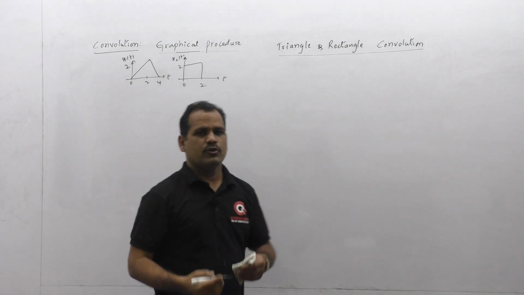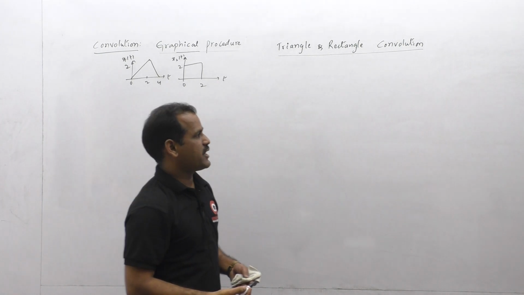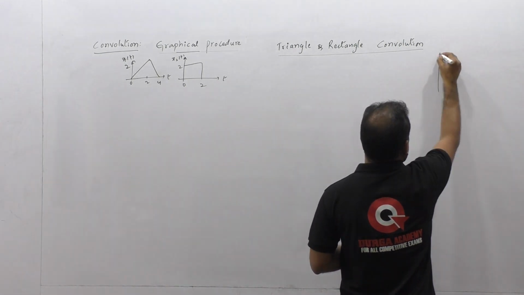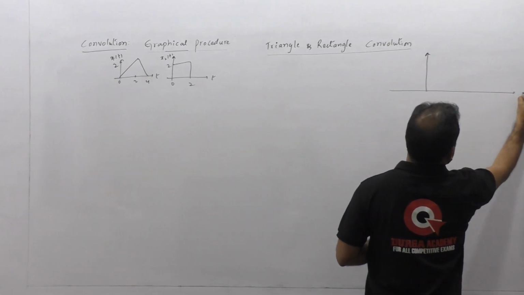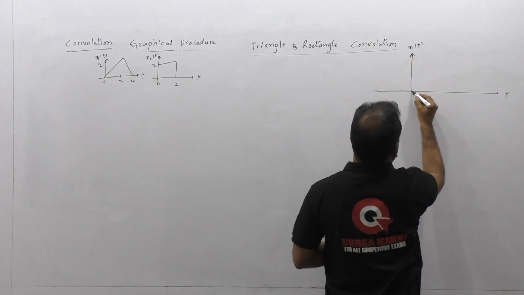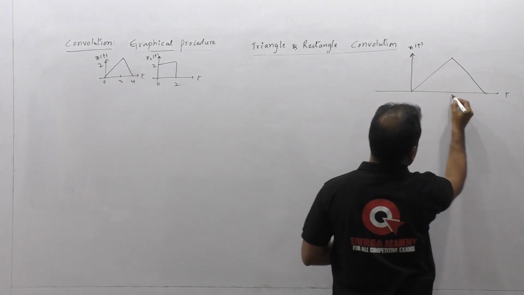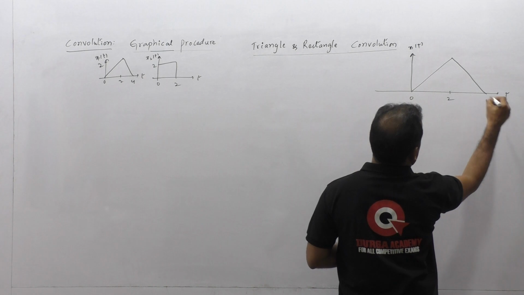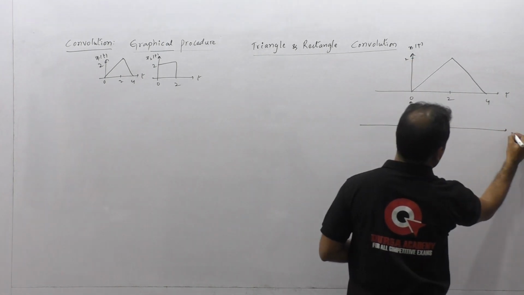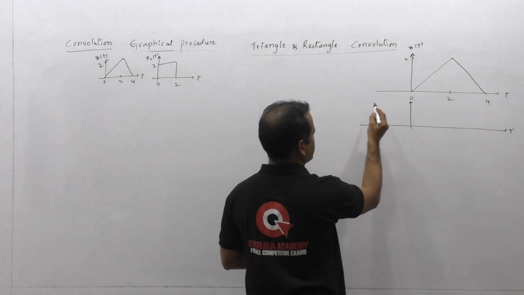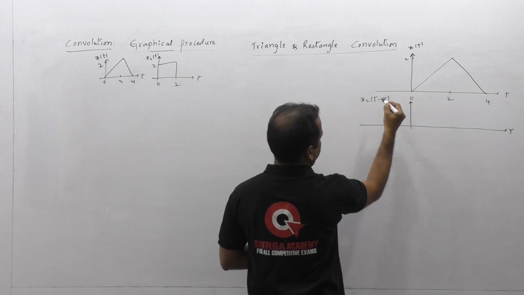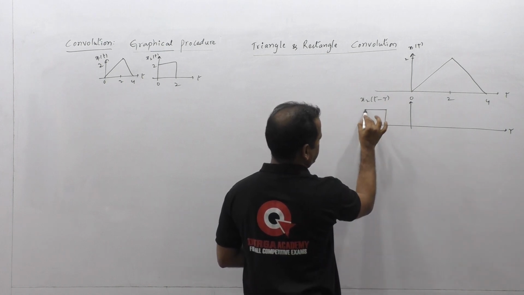So for that, to perform the convolution according to the graphical procedure, let us consider first the graphs on the tau axis. First x1 of tau, this is a triangular function like this, and x2 of tau, we have to shift the signal and then scale or reflect the signal. Overall we are getting x2 of t minus tau, a rectangular function.